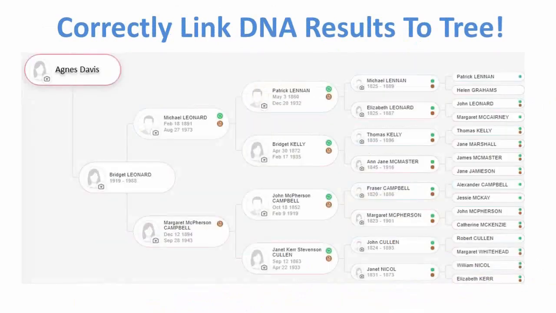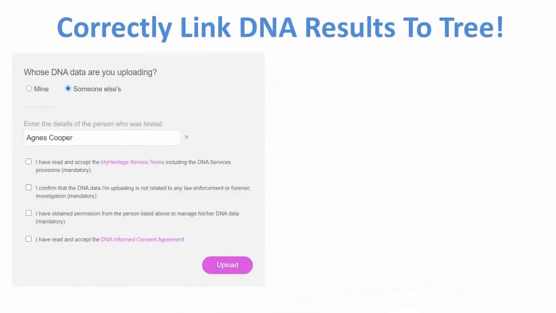So let's say I make a mistake. This is my cousin Agnes. She's in my tree. I've got a full set of ancestors for her attached. All good. Agnes takes a test, and I'm uploading her to MyHeritage. Now, Agnes's maiden name is Davis, but her married name is Cooper. So I decide to add her as Agnes Cooper for her DNA test. But I've been a bit lazy and I haven't added her husband to my tree. So she's not in my tree as Agnes Cooper. So the system doesn't find her. So what will happen when I upload this is it will create a new person.